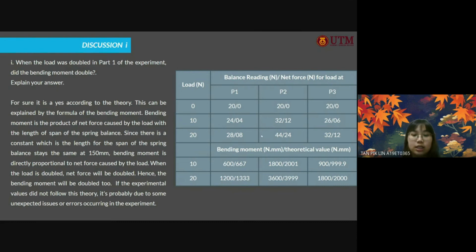So here is actually the result that we get. As you can see here, the bending moment 600 is the experimental, and then this is the theoretical bending moment.